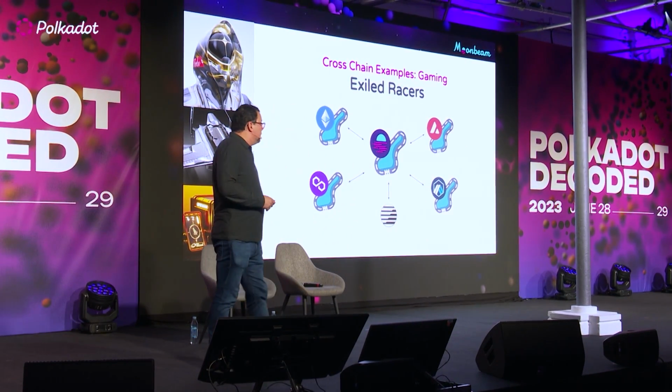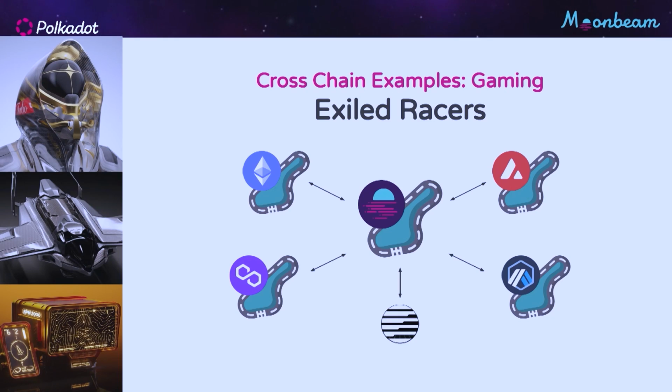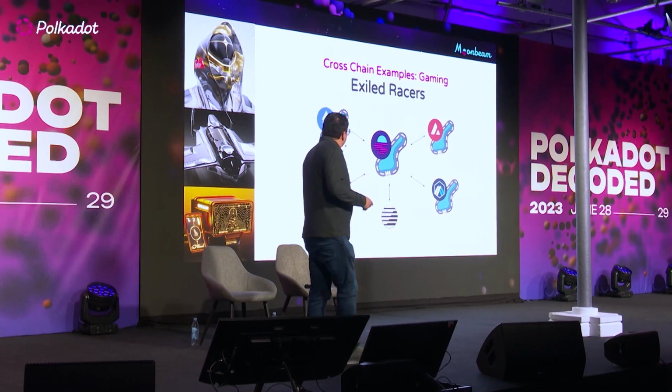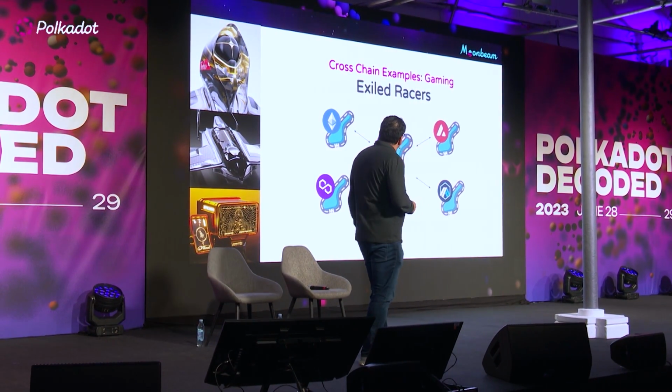Let me talk about Exiled Racers for a minute. That's a game on Moonbeam, and it's a racing game. There are NFTs. You can purchase pilots, ships, and different add-ons. This is a game that runs on Moonbeam. They have a multi-chain, cross-chain vision as well. So how does that work?